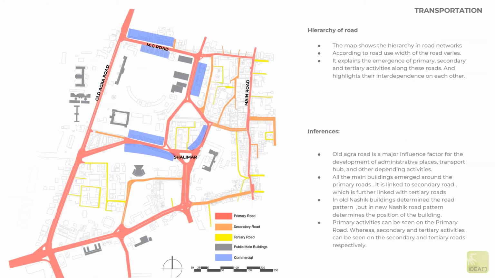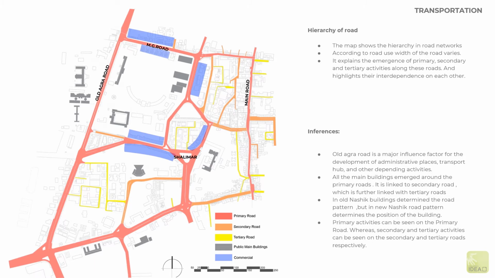Understanding mobility networks shows and highlights areas of prominence. The map shows all primary, secondary, and tertiary roads of the site. According to the hierarchy, the width of roads also varies. There is an interconnection between all these roads. In Old Nasik, building determines the road, but in new development, road patterns determine the position of the building.